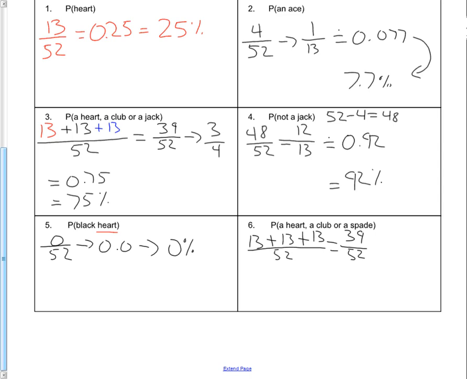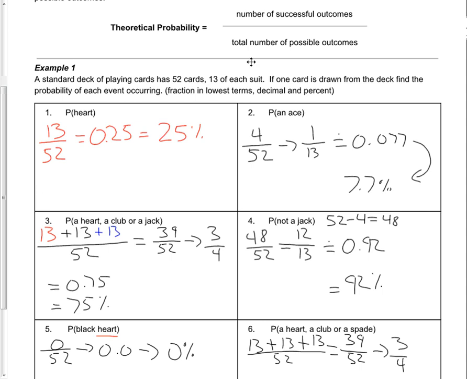So the only thing you're not looking for here are diamonds. And so I can convert 39 over 52 in lowest terms. That ends up being 3 over 4, which is equal to 0.75, which is equal to 75%. So theoretical probability is looking at the number of possible outcomes divided by the number of total outcomes. And so again, the number of successful outcomes that we're looking for divided by the total number of possible outcomes is what frames our theoretical probability.